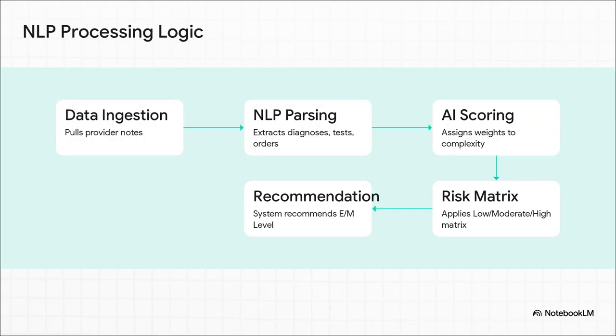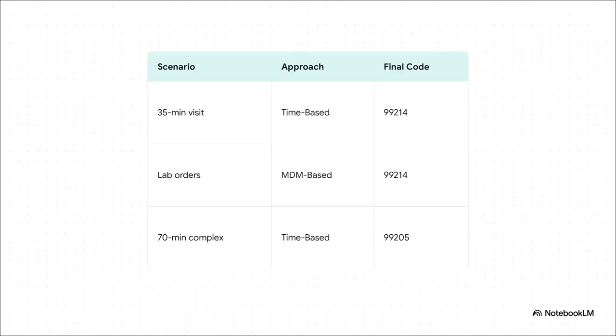It's actually fascinating to look at the AI-like processing logic we need to adopt mentally. Modern computer-assisted coding tools use natural language processing to do exactly this. Step 1, they ingest the data. Step 2, parse out the key entities, the diagnoses, the tests ordered. Step 3, score the complexity. Step 4, apply the risk matrix. And finally, generate a recommendation. As an expert coder, you're basically doing this exact same algorithmic extraction in your head every single time you read a provider's note. Applying that exact algorithm, just look at the bottom row for our cardiac patient.